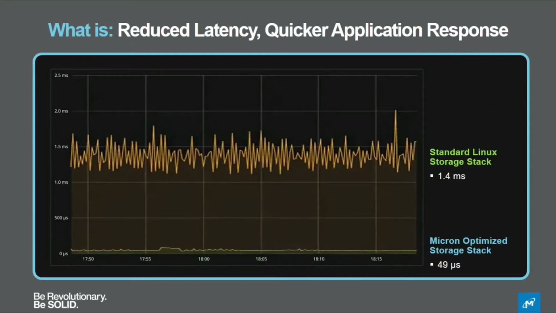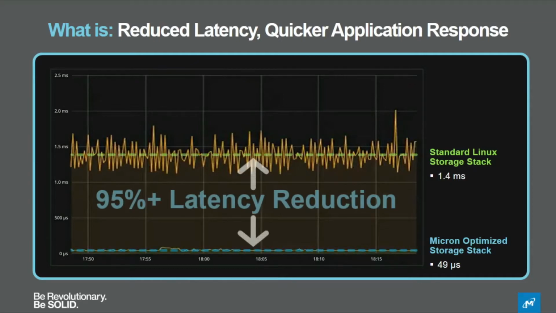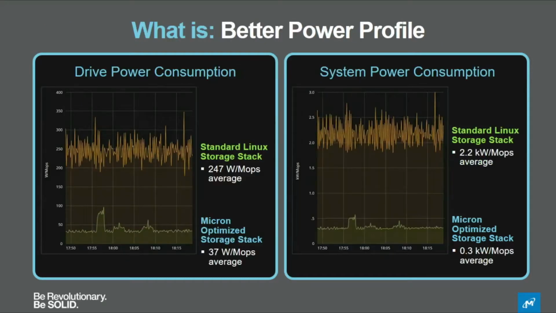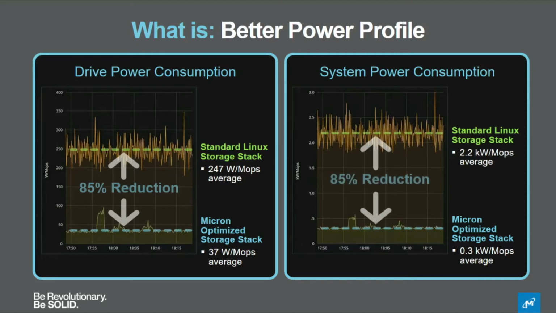The reduced latency and quicker application response: a 95% plus latency reduction. So many times we hear people talking about IOPS and throughput, but what about latency? That's also another major factor in the overall performance picture inside of the data center, and we're going to see some major reductions there as well. Better power profile, as I just mentioned, an 85% reduction. It's a significant leap forward, and it's needed.